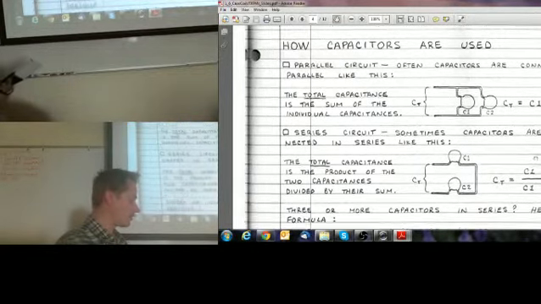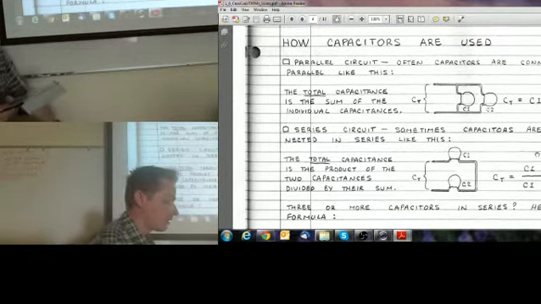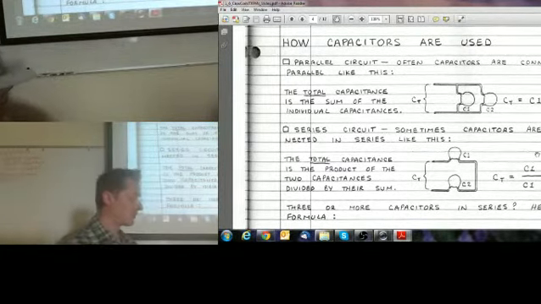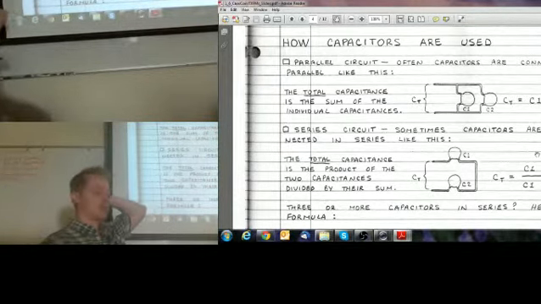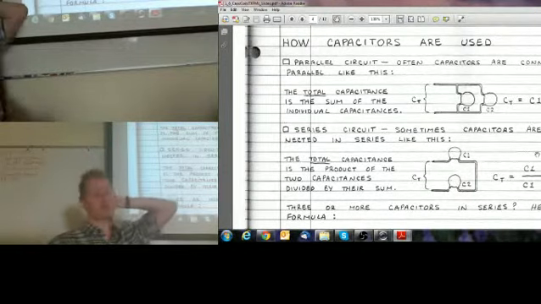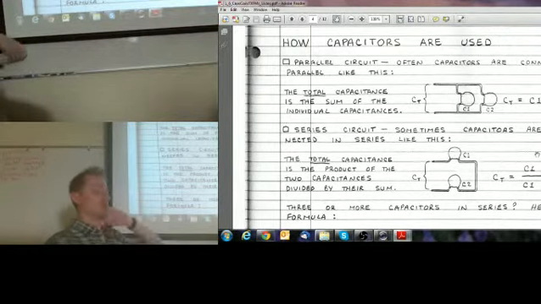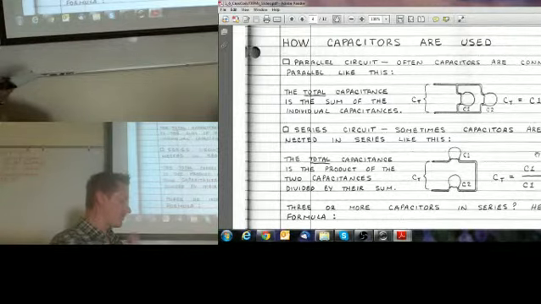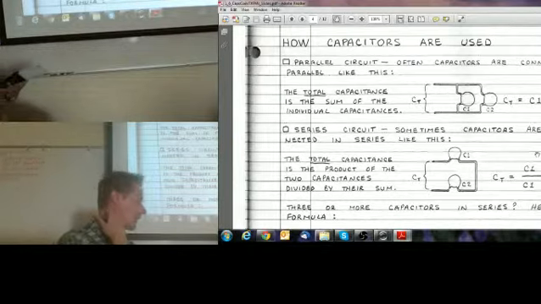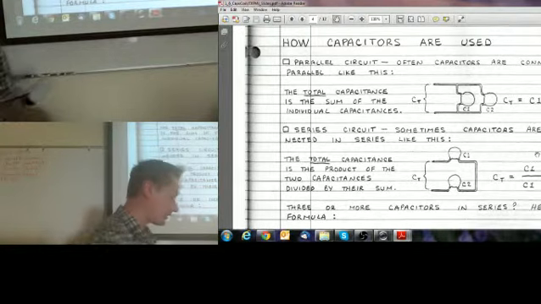How capacitors are used. Just wanted to mention really quick that it would be good to take notes on this. I know you guys probably know I'm going to post these on the website, but taking the notes is going to help you remember these things a lot better if you're actually writing and hearing it at the same time. So, how do you combine capacitors together? What happens when you combine them together? I guess that's the main question.